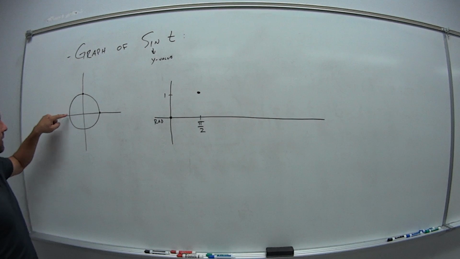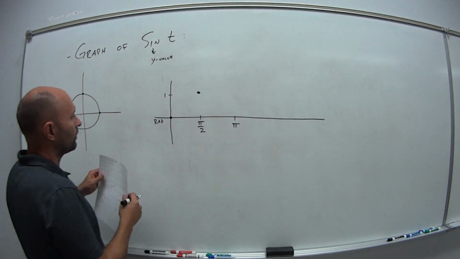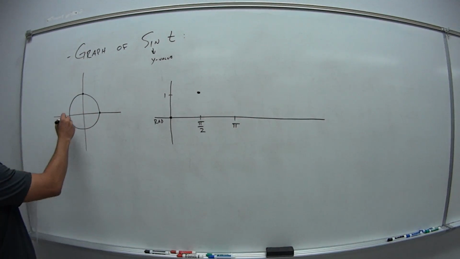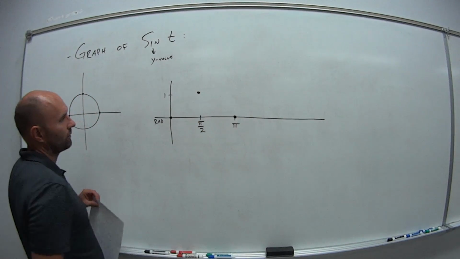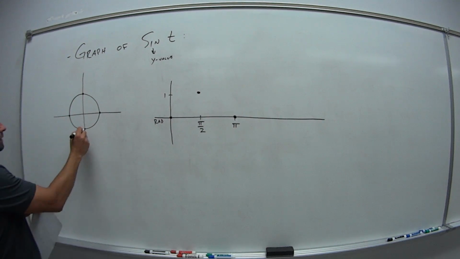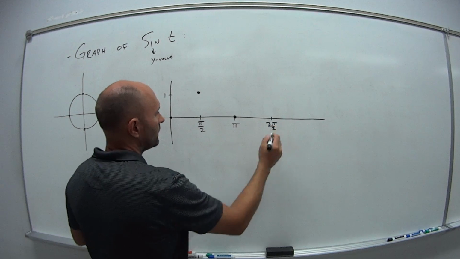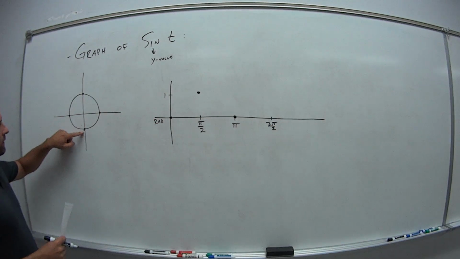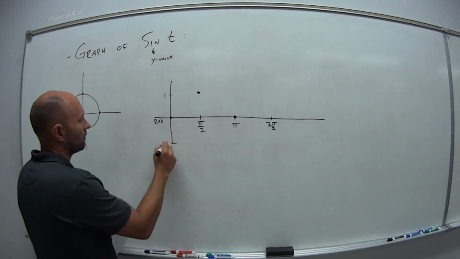As I continue back around, what's the next main value I hit? It's pi. So at pi, what's my y value? Well, again, it's 0. So I've come back down to my axis here. If I continue around, what do I hit down here? Well, that's 3 pi over 2. And my value for y at 3 pi over 2 is what? It's minus 1.